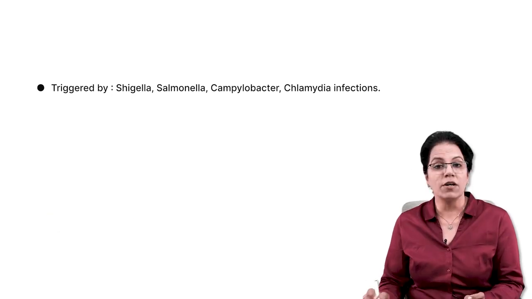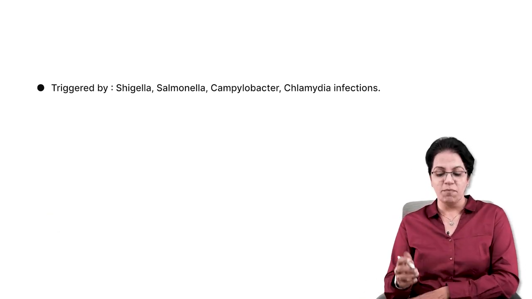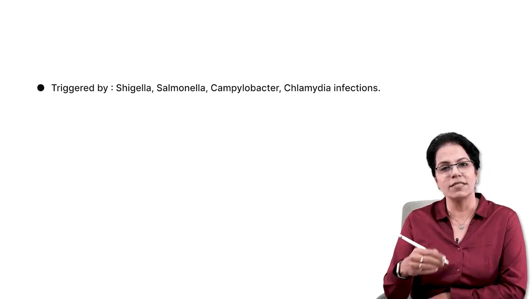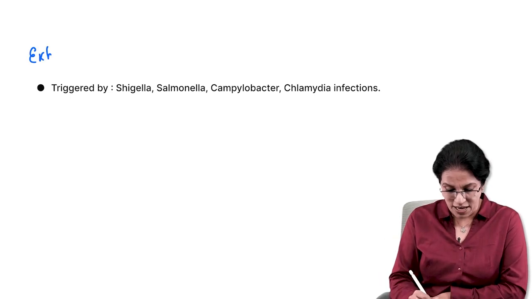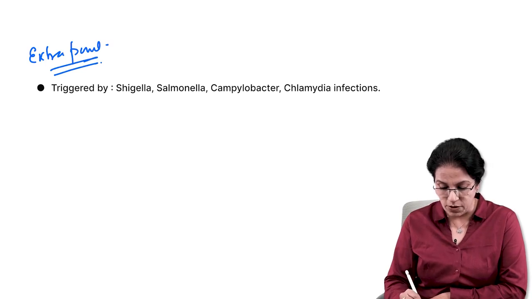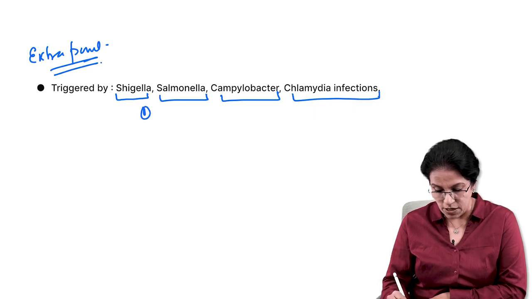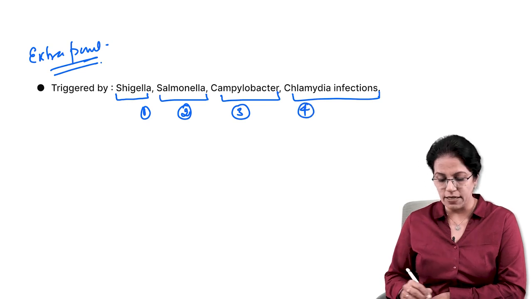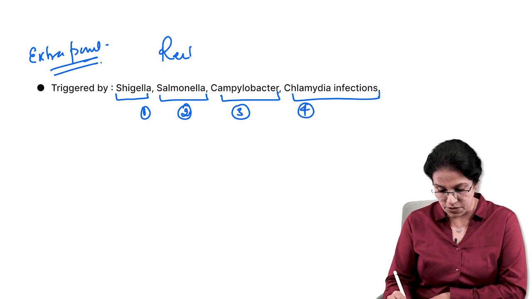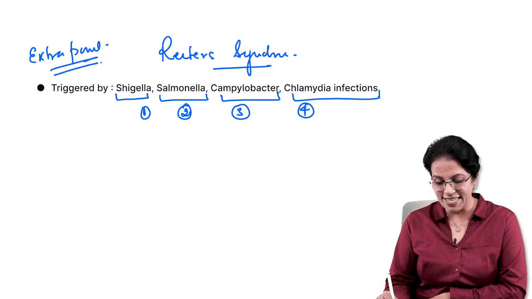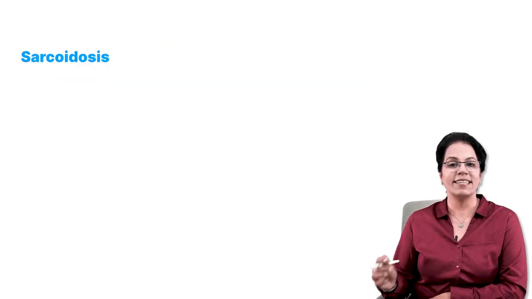Okay. And when we talk about Reiter syndrome, one important point, of course, it is a little extra point here, if you want to remember, that Reiter can be triggered by these following infections: Shigella, Salmonella, Campylobacter or Chlamydia infections. So, Reiter syndrome can be triggered by these infections. Again, as I said, it's an extra point. Right. What is the next association?